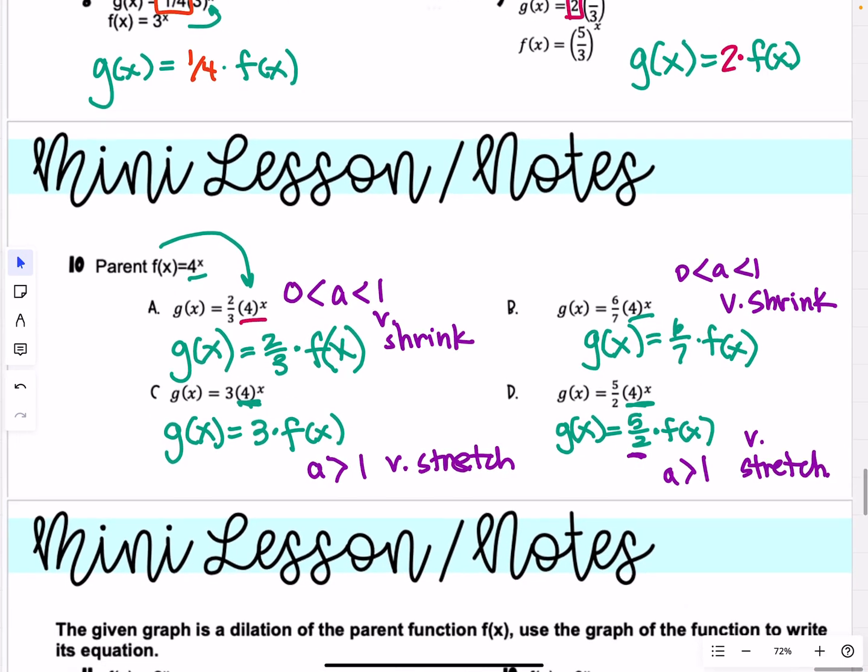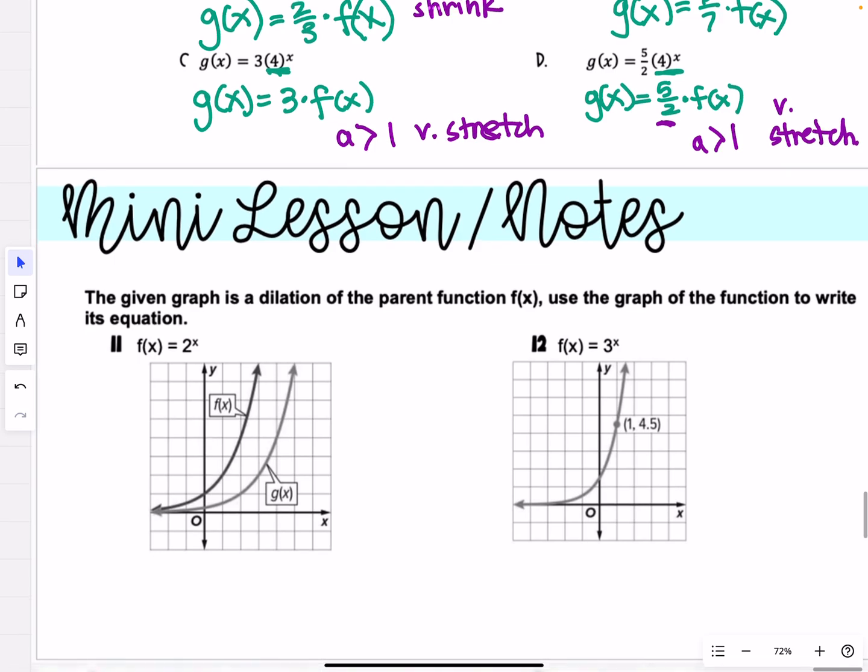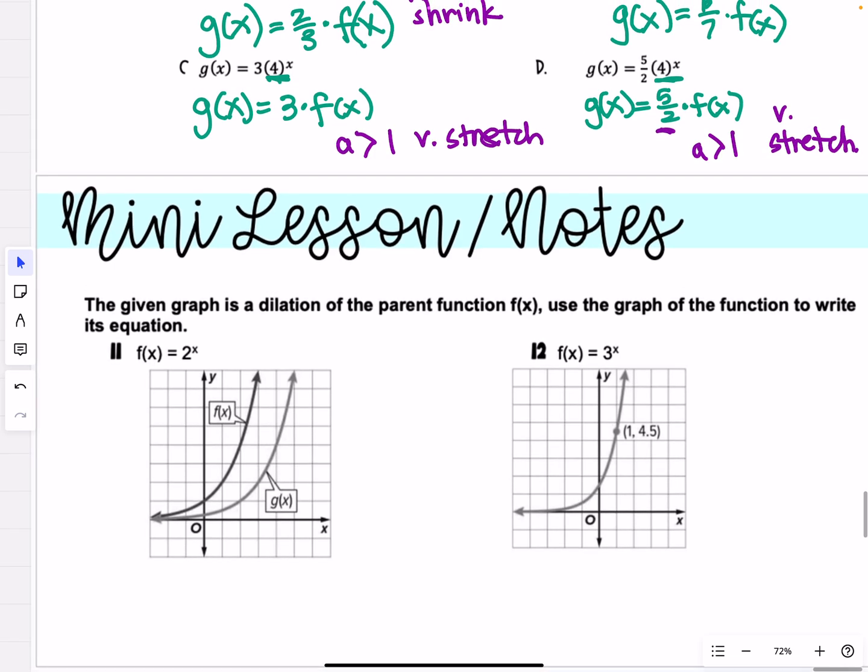All right, let's take a look. We're almost done. The given graph is a dilation of the parent function. Find the function. Use a graph to write the equation of the function. Okay, so we know that g of x is a vertical stretch or a shrink, and we want to find out how much of a vertical stretch or shrink.